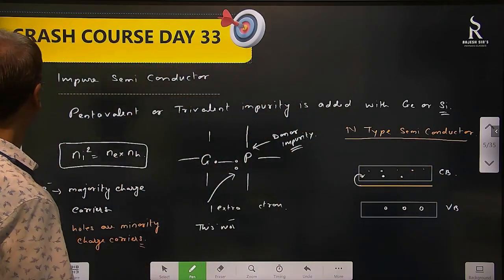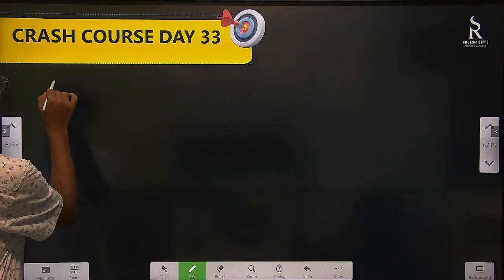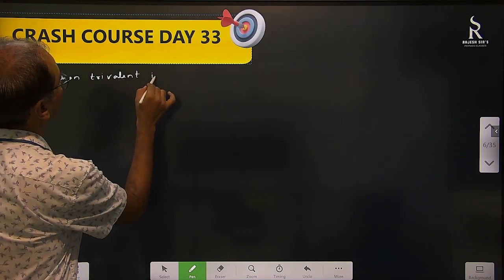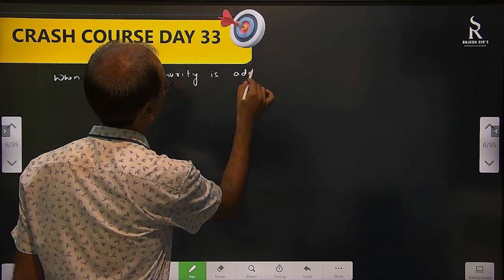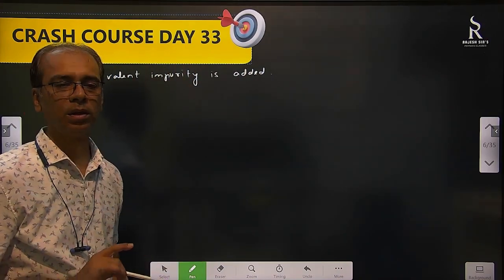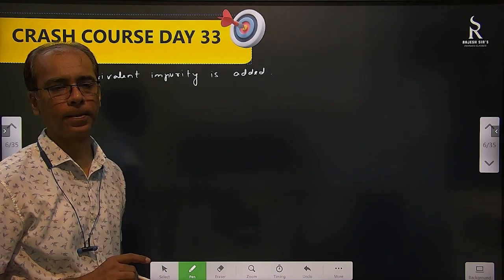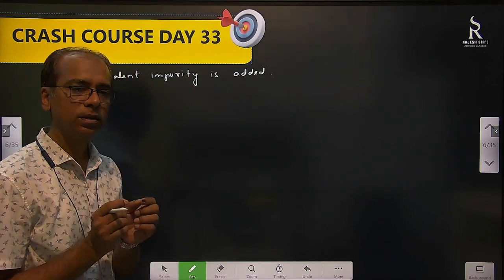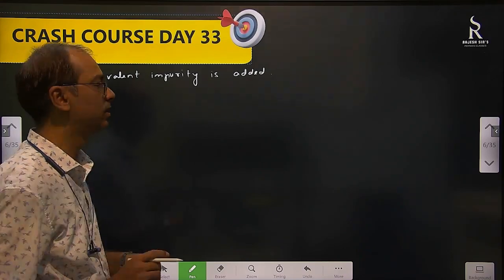Okay. Now let's add trivalent impurity. So when trivalent impurity is added, in this one, what will happen? 4 electrons of germanium will make the bond with 3 electrons of trivalent impurity. Then what will happen? Because of that, one covalent bond will not be made. So because of that, a vacancy is created. There is a vacancy.